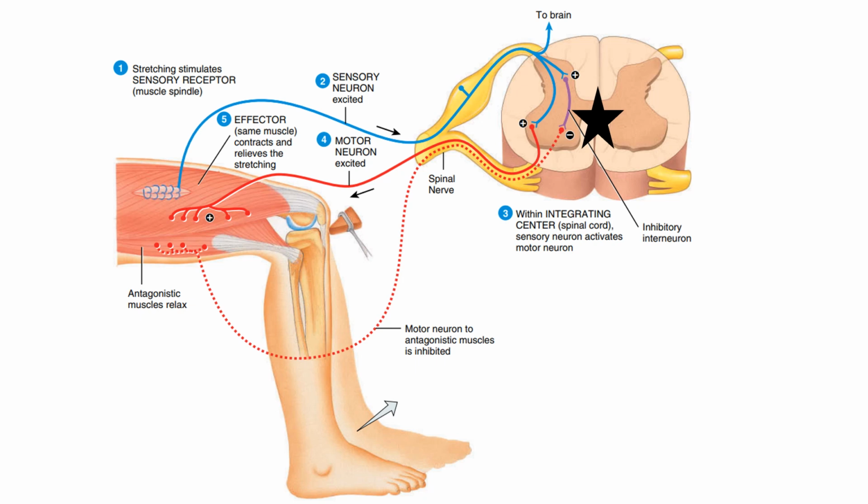You may notice here that it's not only the original stretch reflex that's present here as a neuronal circuit. There is another circuit connecting this same sensory neuron with an interneuron that's inhibitory that synapses with a motor neuron. So this is called reciprocal inhibition.